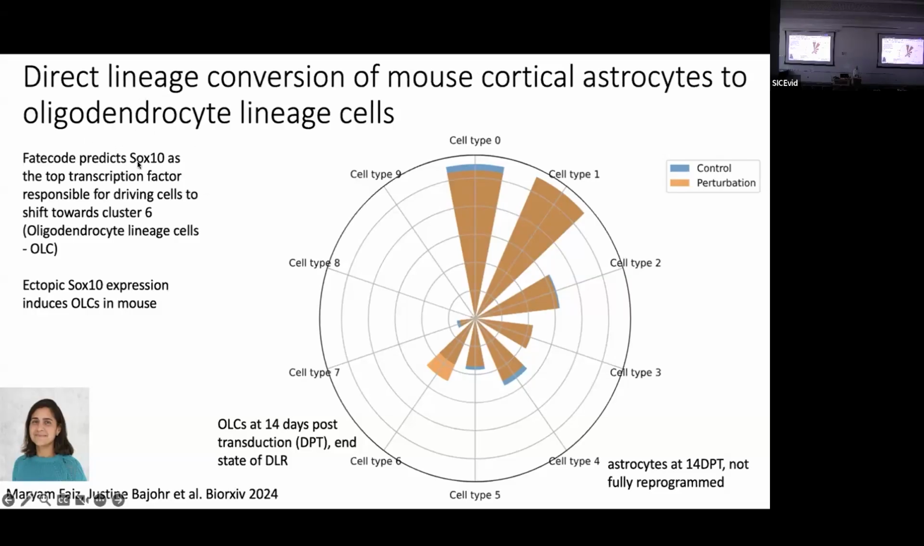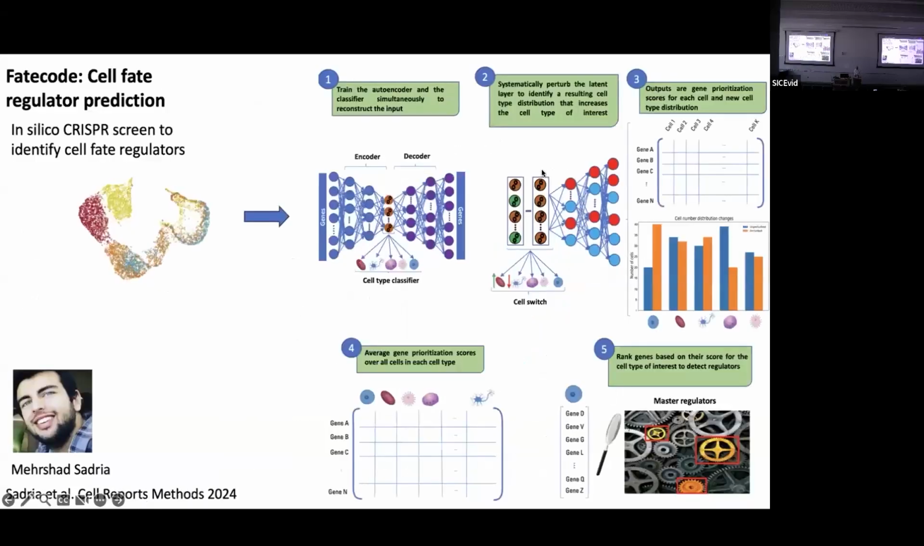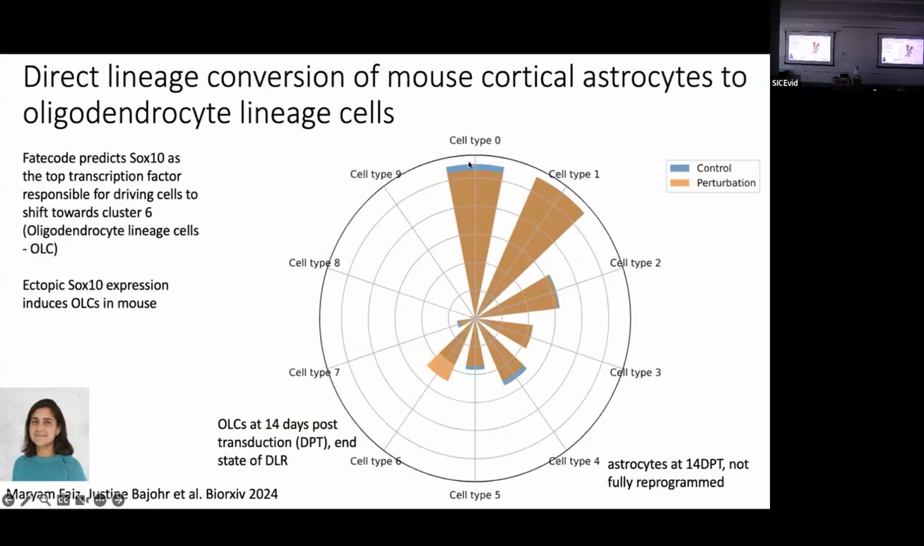So we applied FateCode to her data, and FateCode predicted SOX10 as the top transcription factor responsible for driving cells towards one of the clusters in her data that represent oligodendrocyte lineage cells. In her data, there's a whole bunch of different clusters that she identified. I should have put the data on the slide as well to show you. But these different cell types are ones that are in the data.